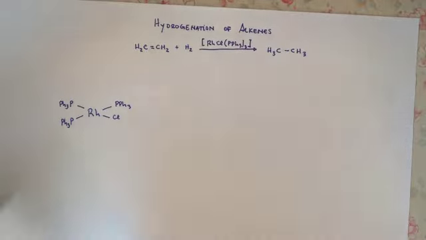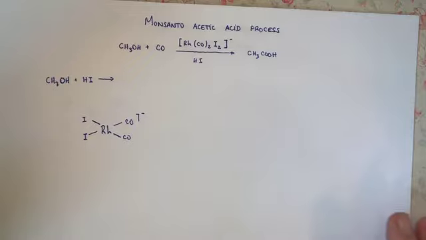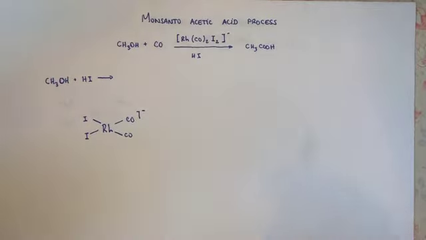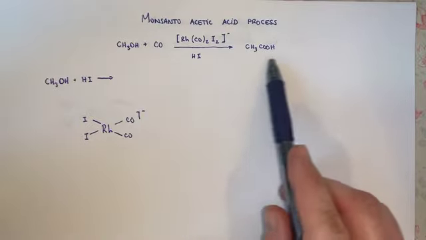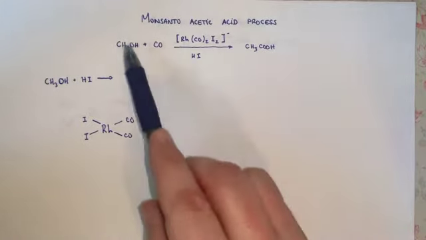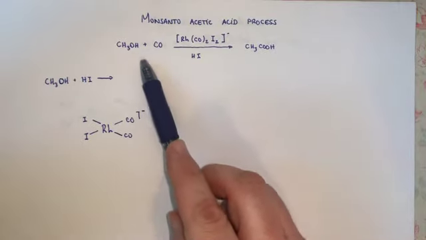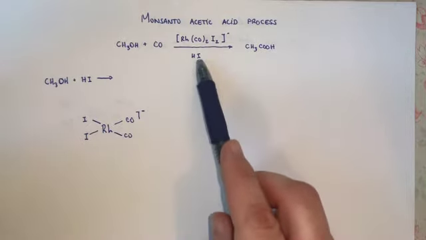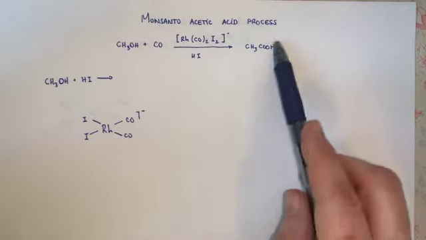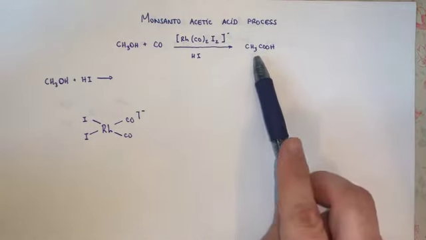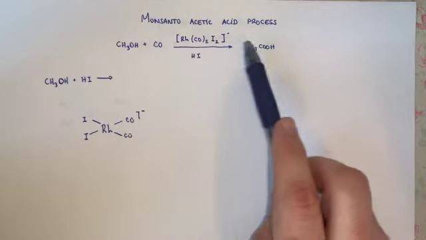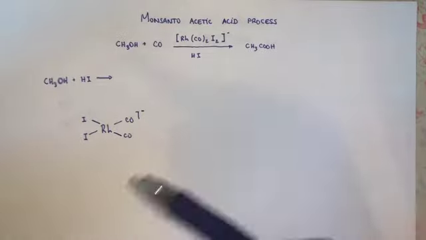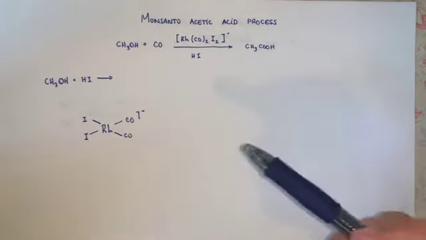Okay, so let's start with the first cycle. And to start, I picked the Monsanto acetic acid process. So this is the reaction. Okay, so we start with methanol and carbon monoxide in the presence of this rhodium catalyst and HI, we are able to obtain acetic acid. So the reaction is super simple, but the mechanism by which this reaction happens is a little more complicated, okay?